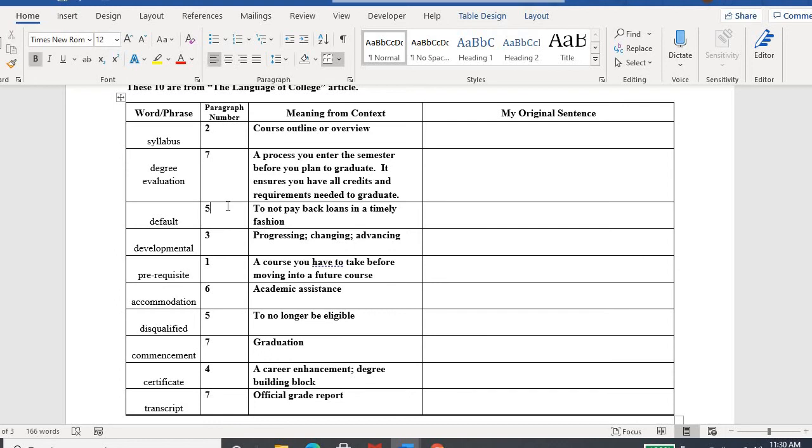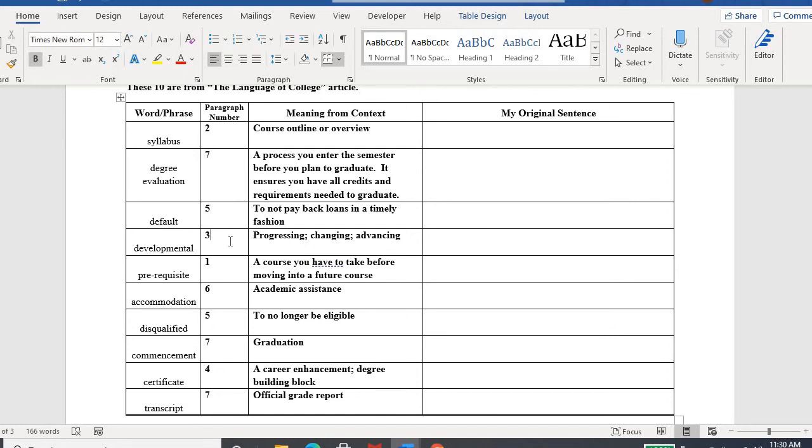Default in paragraph 5 means to not pay back loans in a timely way. So maybe your payments are $100 a month and you only pay $5 a month. You could eventually default, or maybe you don't pay anything at all. So you don't want to default. It's going to hurt your credit score. It's going to hurt your ability to take out loans in the future.